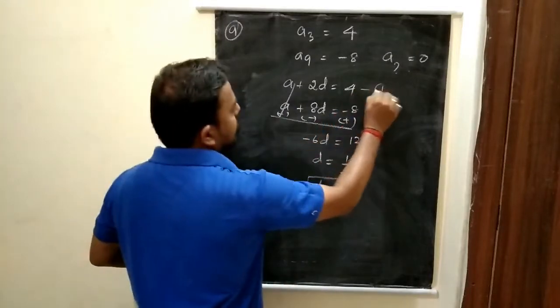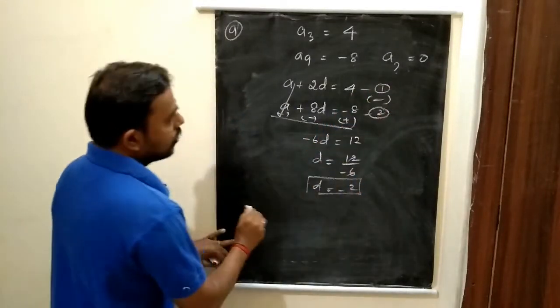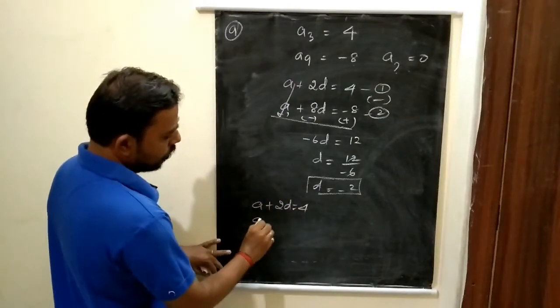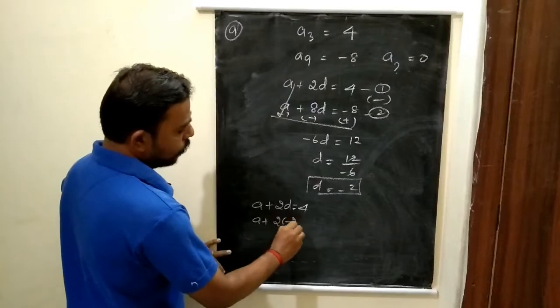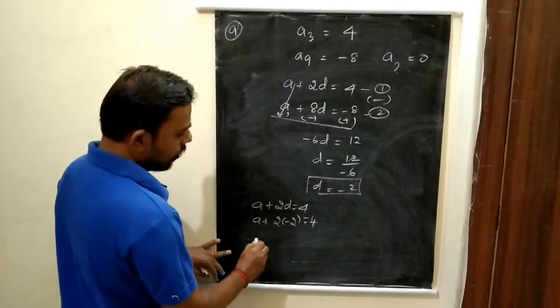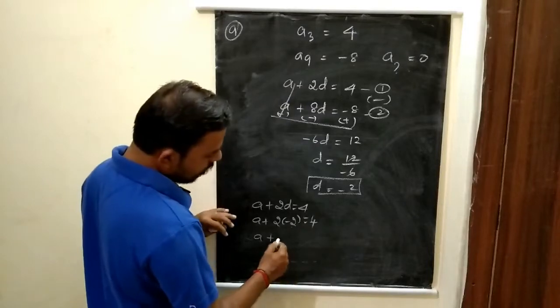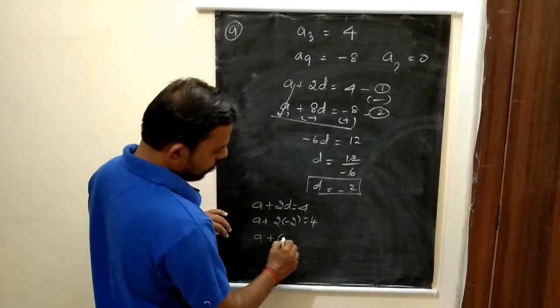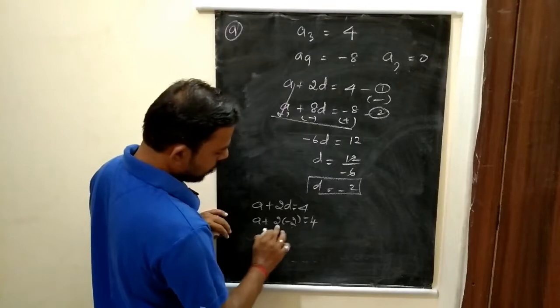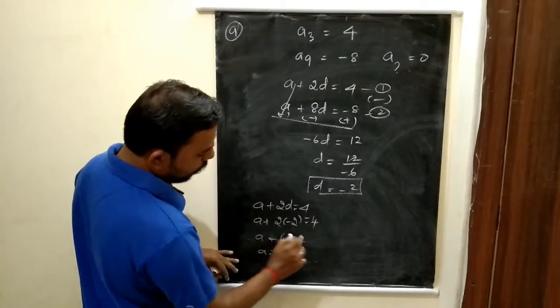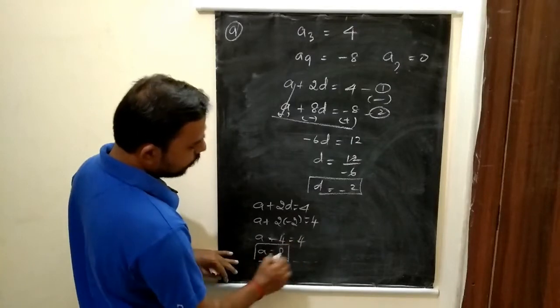Then consider the first equation. So a plus 2d equal to 4. So a plus 2 into minus 2 equal to 4. So a plus minus 4 equal to 4. A equal to 4 plus 4. A equal to 8.